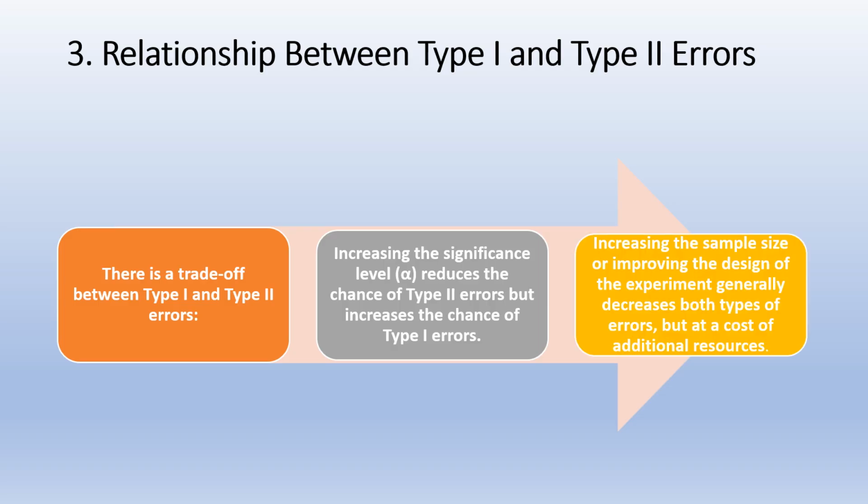Increasing the sample size and improving experimental design both contribute to reducing type 1 and type 2 error by providing more reliable data and increasing the statistical power of the test. However, these improvements come at a cost of additional resources such as time, money, and effort. Decision making: researchers must balance the need for accuracy with the available resources, ensuring that the benefits of reducing errors justify the cost involved.